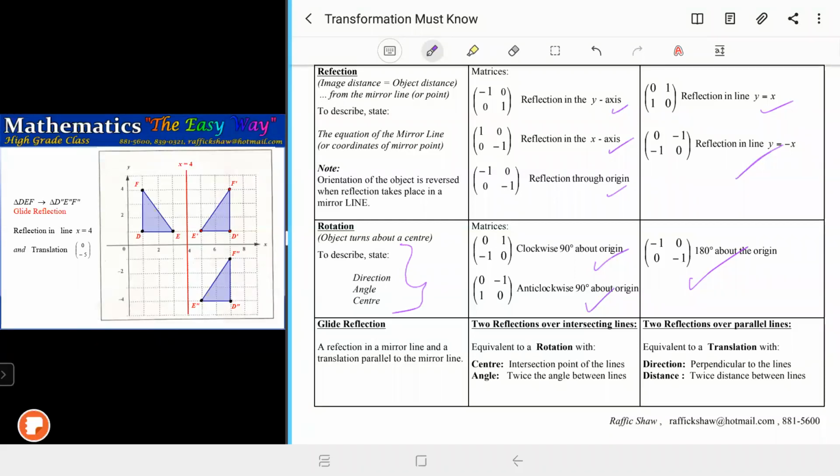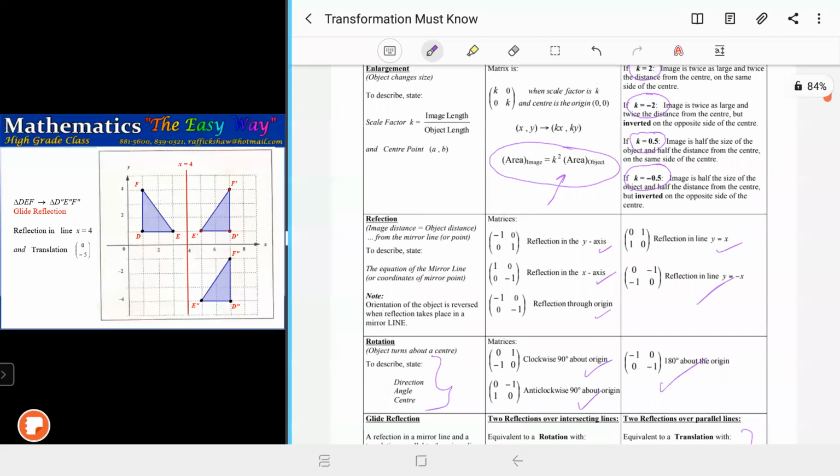We did a glide reflection a while ago. We just finished a glide reflection. We also did 2 reflections over intersecting lines, in the first question. But we never did 2 reflections over parallel lines today. So maybe tomorrow we touch a question on 2 reflections over parallel lines. The 2 things we have to do, we mark them in red.